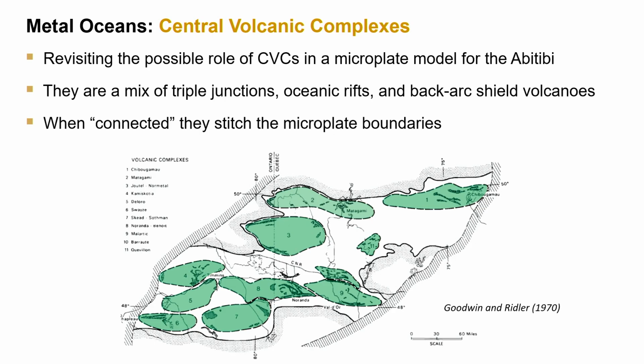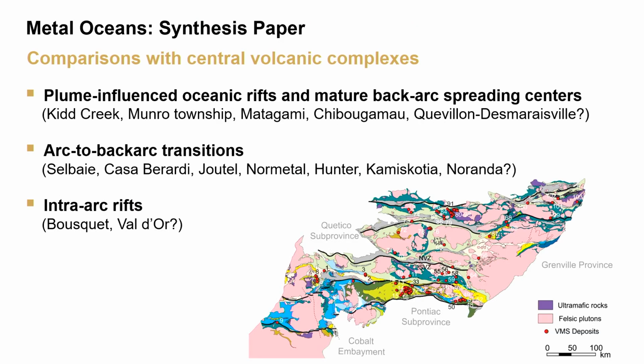Well, they probably start out as nodes of volcanism and magmatism that are connected by spreading centers that ultimately intersect. What are those volcanic complexes? What do they look like in comparison to modern systems? And a much more simplified comparison shown here is that we basically have 3 types of central volcanic complexes that are well represented in the Lau Basin.